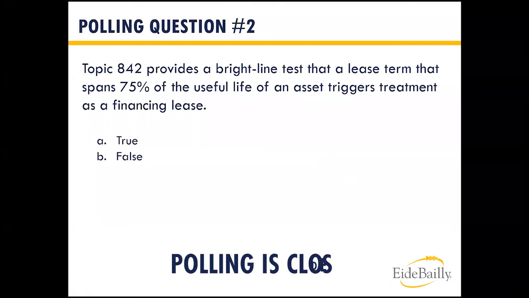So with that, I'm going to move into the next polling question. Once again, back to something that Scott talked about a little bit there. Under 842 provides a bright line test that a lease term that spans 75% of the useful life of an asset triggers treatment as a financing lease. True or false?